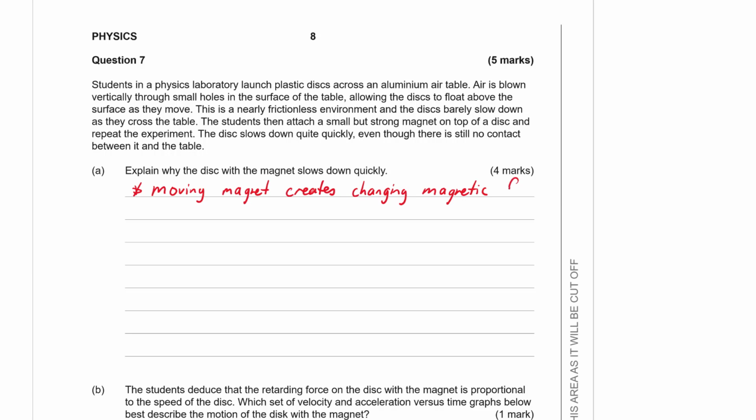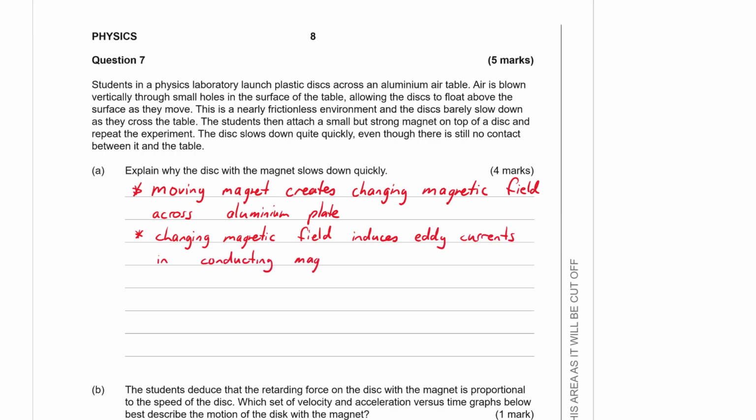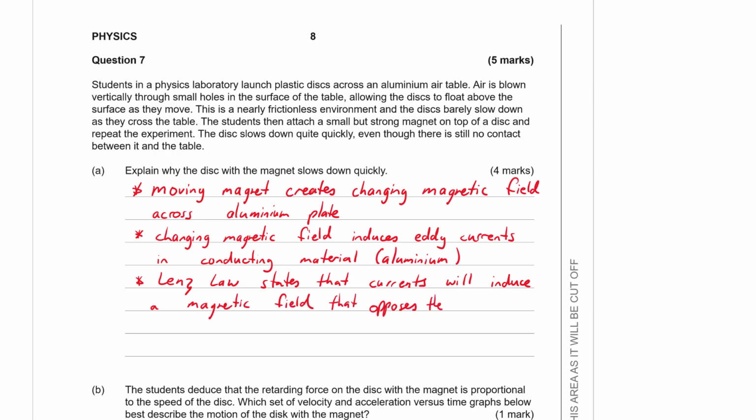First, I would say that the moving magnet creates a changing magnetic field across the aluminium plate. So you want to specify that the magnet itself creates a changing magnetic field, because that leads on to the next point. The changing magnetic field induces eddy currents in the conducting material. So you want to specify that the aluminium does conduct electricity. And Lenz's law tells us that those currents that are produced will induce a magnetic field that opposes the change. So as a magnet goes over a certain part of the aluminium table, the induced eddy current will actually oppose that motion. So overall, the induced fields will create an opposing force which will slow down the movement of the magnet.